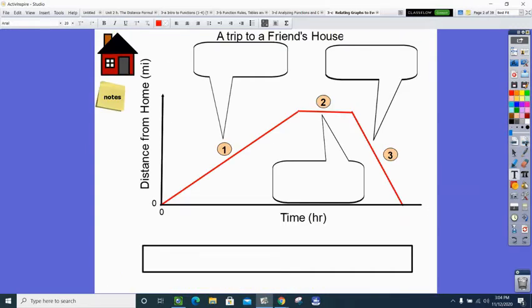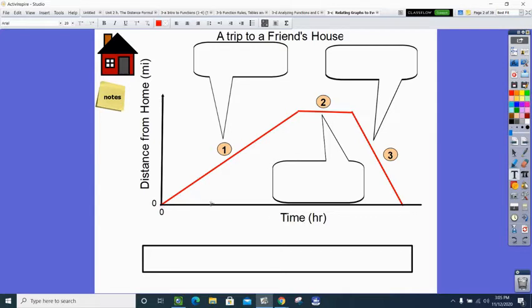So if we take a look at this graph, we're going to try to tell a story that goes with this red line graph. Very important is the title. The story we're going to tell really can change based on what's happening up here. And as you see, the title here is a trip to a friend's house. The next thing that's really important is to look at our labels. And we're going to notice here that our X label is time in hours.